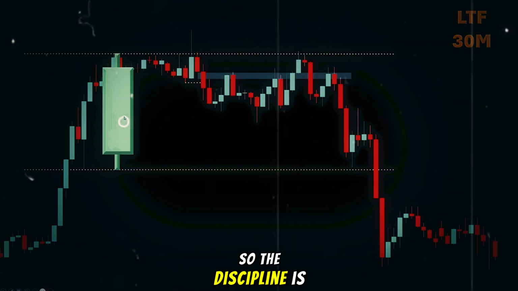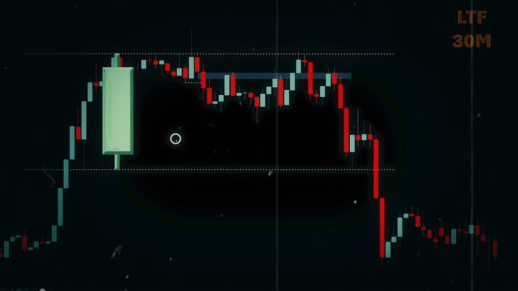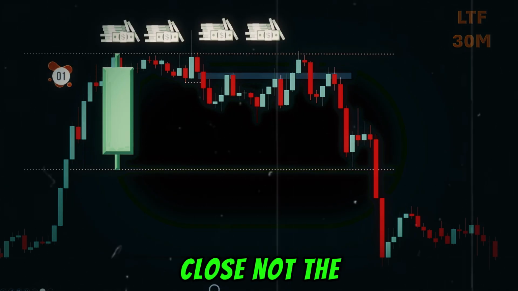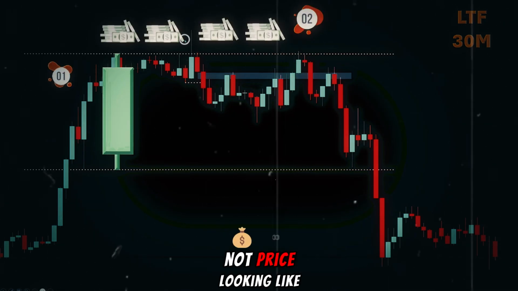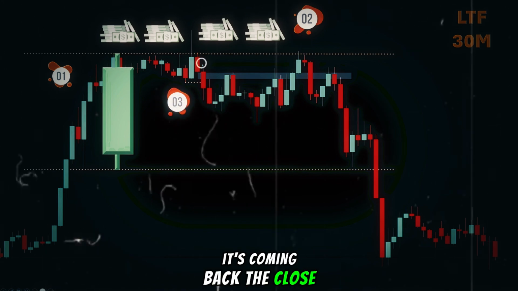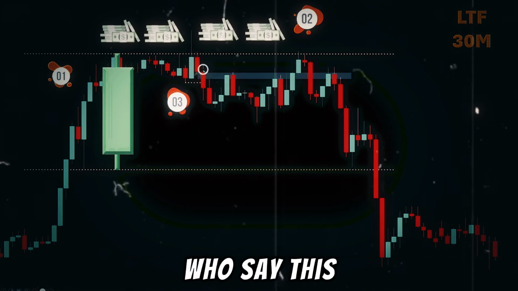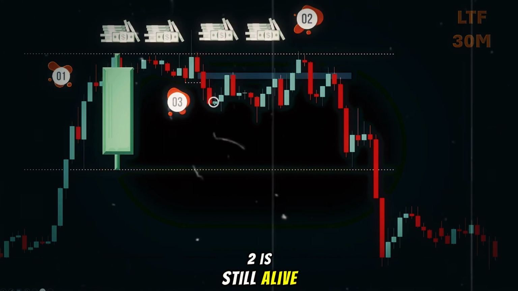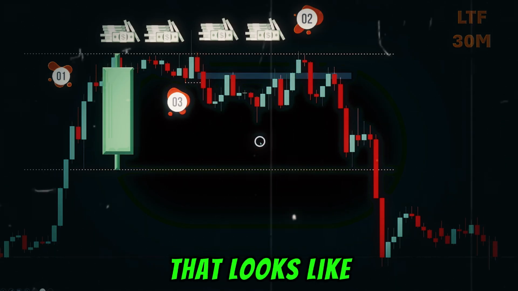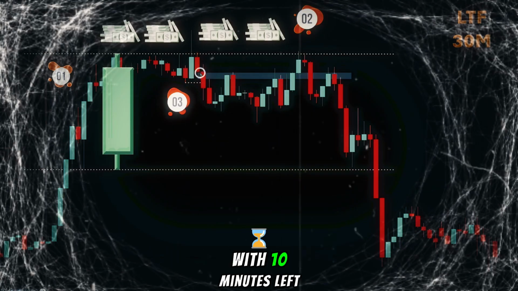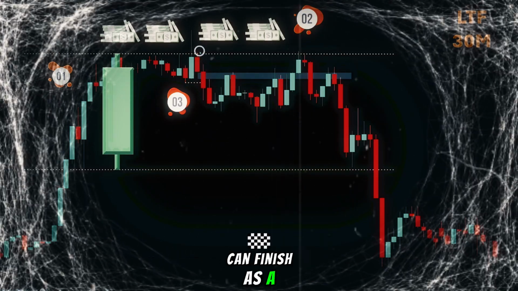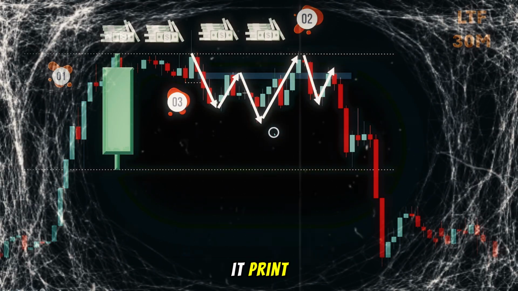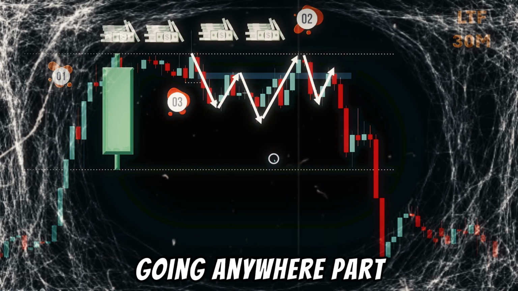So the discipline is simple and it's boring. You wait for the candle to close. Not the wick forming, not price looking like it's coming back to close. Half the people who say this model doesn't work for them are entering while candle 2 is still alive. And a candle that looks like a perfect sweep with 10 minutes left can finish as a full-body breakout. Let it print. The setup isn't going anywhere.